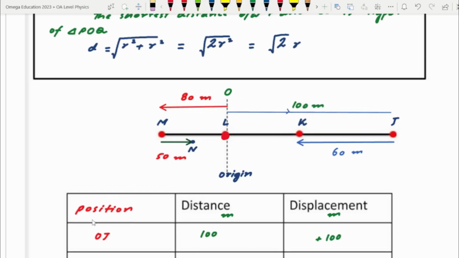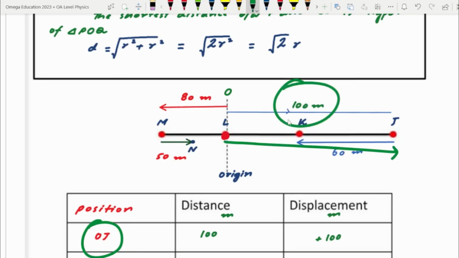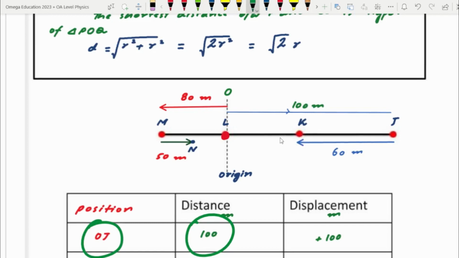Let us talk about the position O to J. For the position O to J, what is the distance? We moved from here all the way here. What is the distance? 100 meters. Now what is the displacement? Well, the shortest distance between this point O and the point J is also 100 meters. So the displacement is also 100 meters.